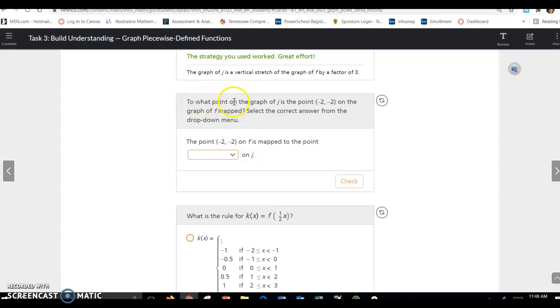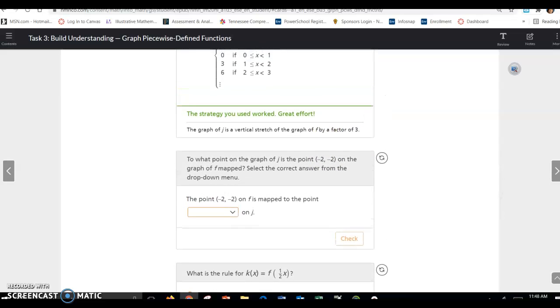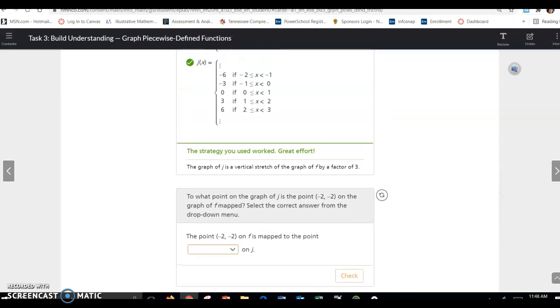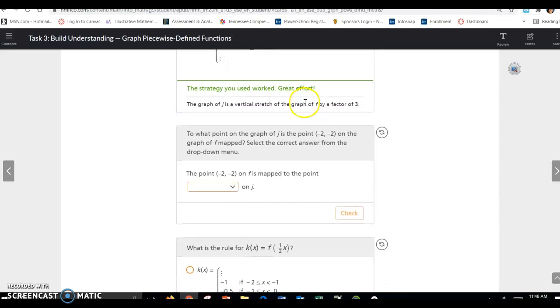All right, to what point on the graph of J is -2, -2 on the graph of F mapped? Select the correct answer from the drop-down menu. All right, so a vertical stretch of 3 means it multiplied the Y value by 3. So your Y value is the second number. So we're going to have -2, -6.